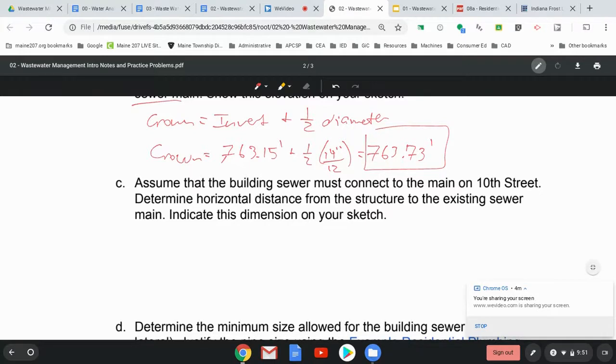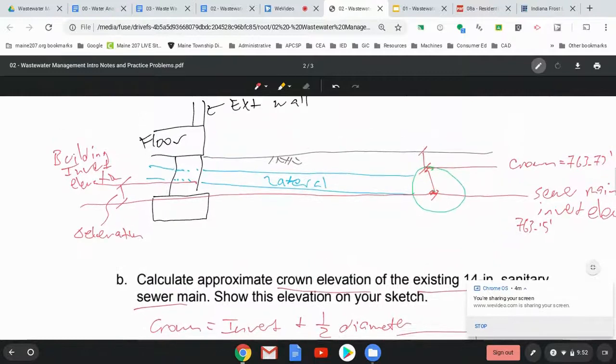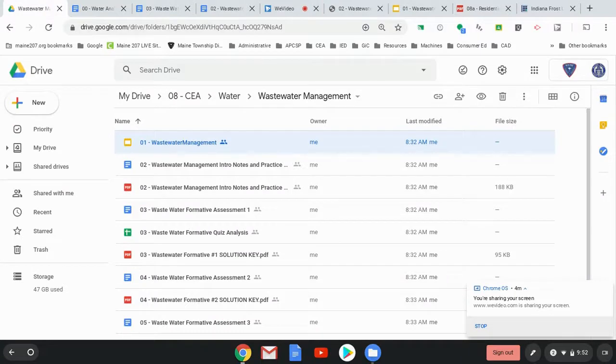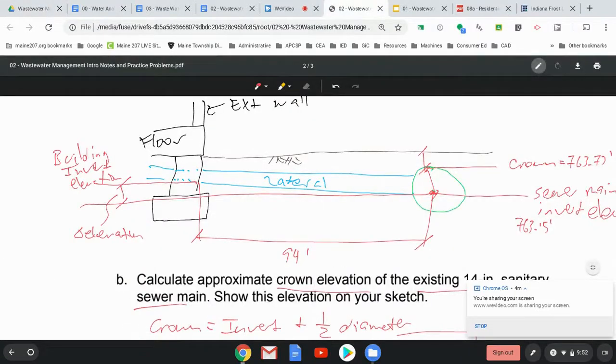All right, assuming the building sewer must connect to the main on 10th Street, determine the horizontal distance. This is going back to the plan. I don't have my plan pulled up here, but I'll tell you when I went to Revit and figured this out, for me, my distance is about 94 feet. All right, so what I'm saying is from here to here is 94 feet. And this is where you have to figure it out for yourself what yours is.